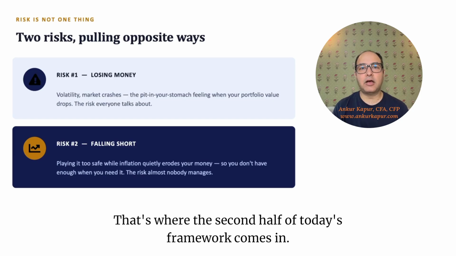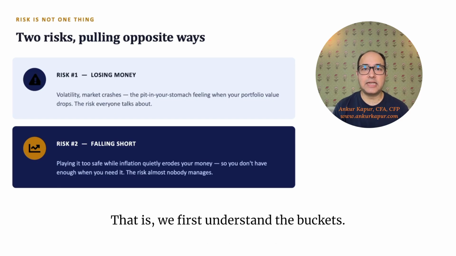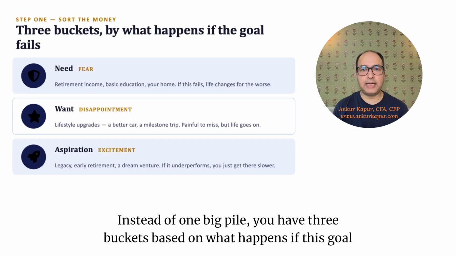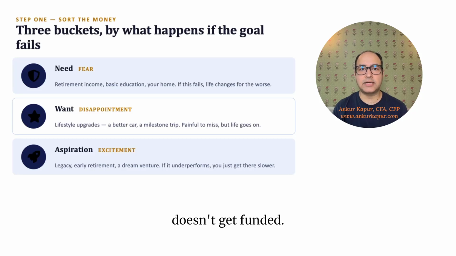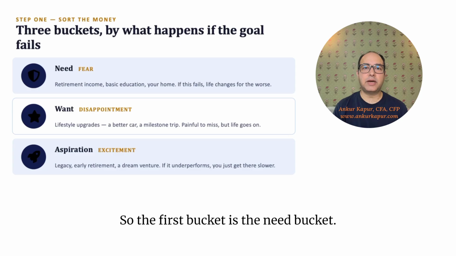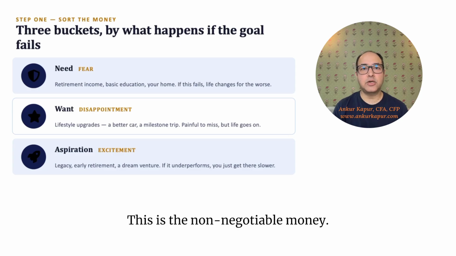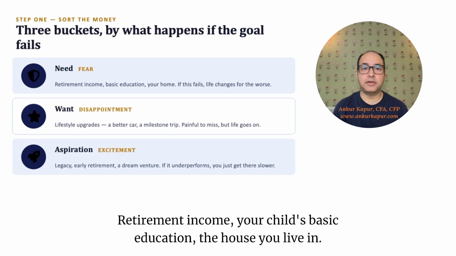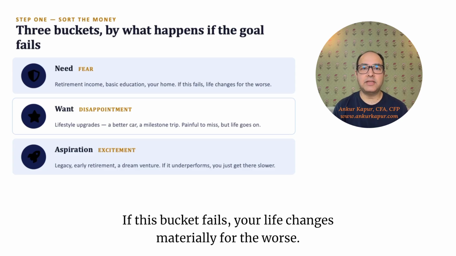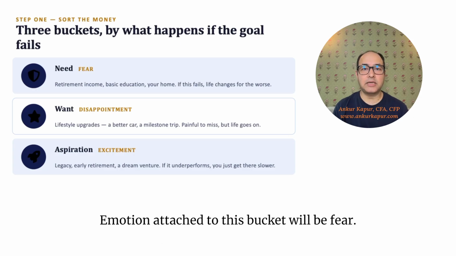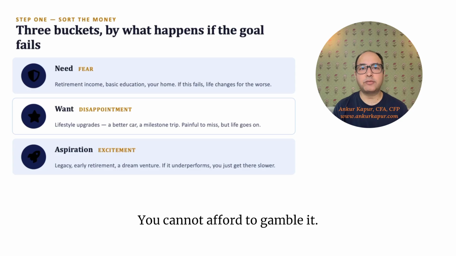That's where the second half of today's framework comes in. That is, we first understand the buckets. Instead of one big pile, you have three buckets based on what happens if this goal doesn't get funded. So the first bucket is the need bucket. This is the non-negotiable money, retirement income, your child's basic education, the house you live in. If this bucket fails, your life changes materially for the worse. Emotion attached to this bucket will be fear. You cannot afford to gamble it.